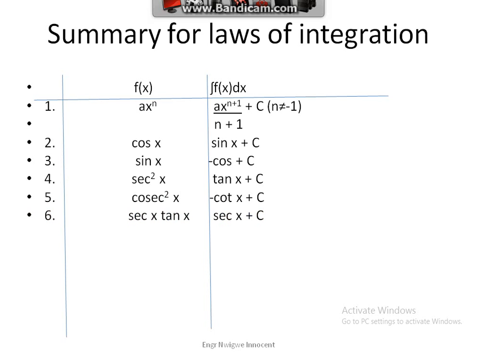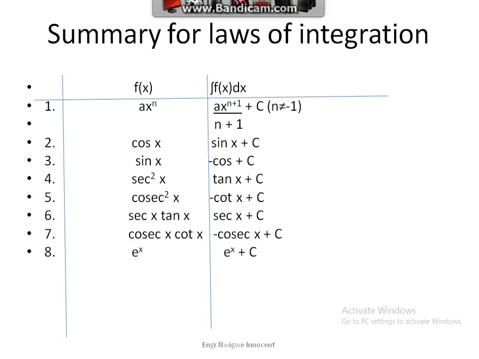6. Given that the function of x, f(x), is sec x tan x, the integration of the function of x dx is sec x plus c. 7. Given that the function of x is cosec x cot x, the integration of the function of x dx, that is f(x) dx, will be minus cosec x plus c.